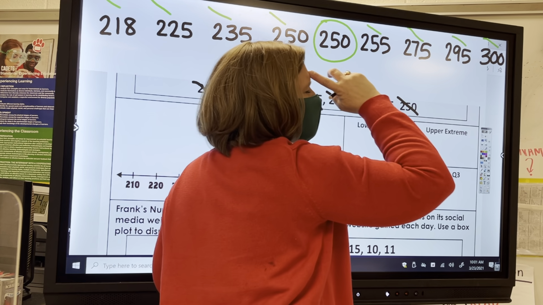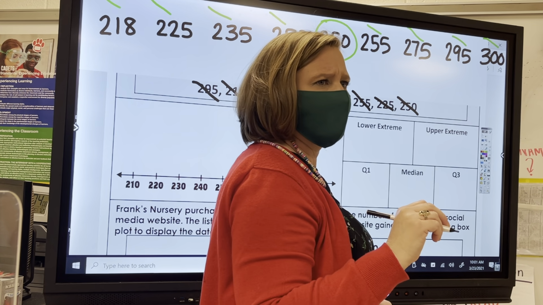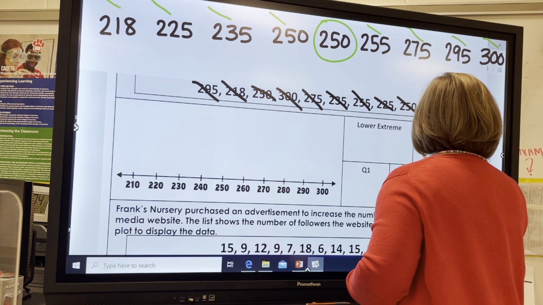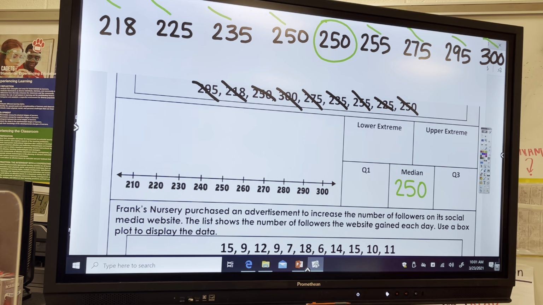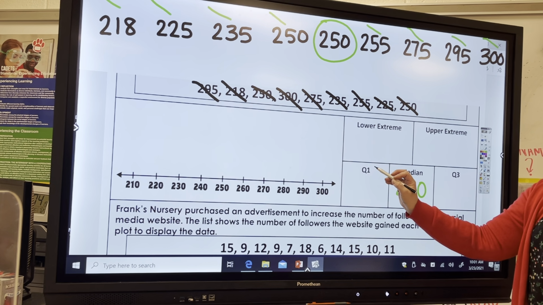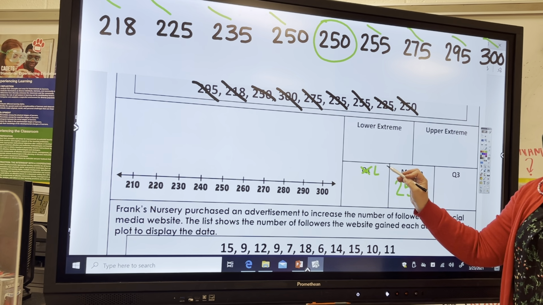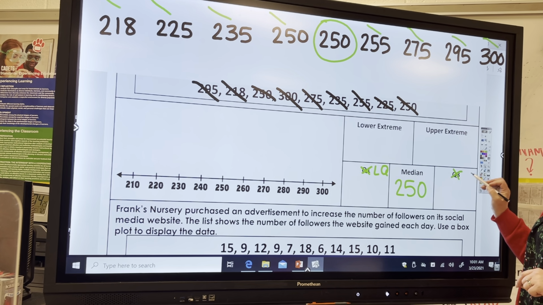What'd you get for the median, Chase? 250. How many people got 250 as the median? All right, what do we need to change Q1 to? Lower quartile, and Q3 is upper quartile. I want you to figure out the upper and the lower. Go. See if you can figure it out.